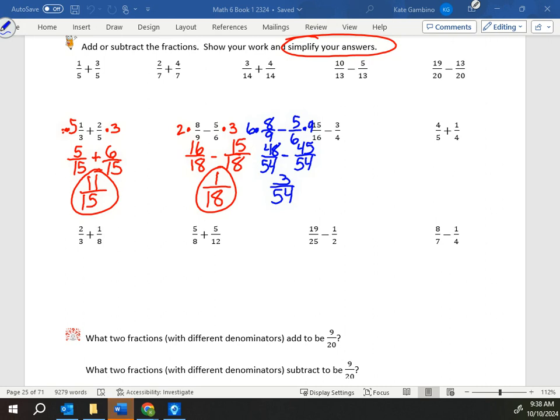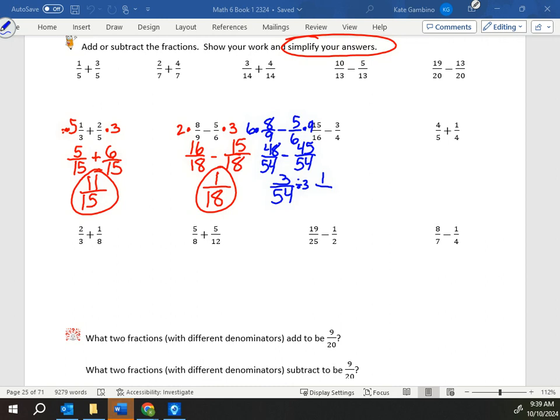Why do you think I have a different answer? What do you think, Alan? I have to simplify. When I multiply my two denominators together, a lot of times I have to go back and then simplify if that's not the least common multiple. So I can divide a 3 out. 3 divided by 3 is 1.